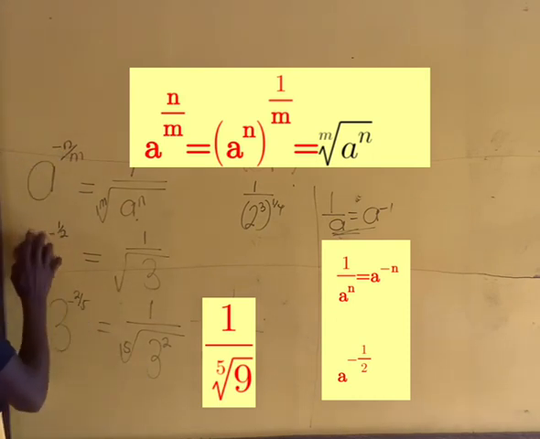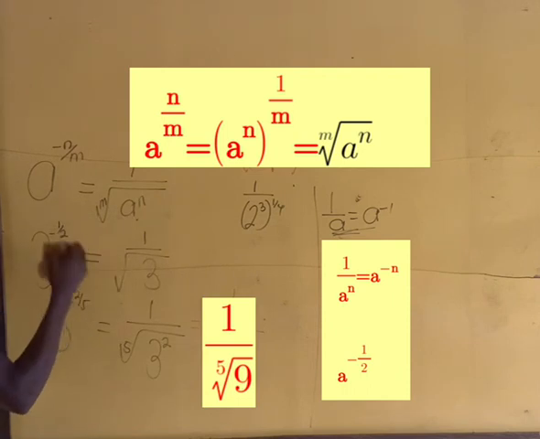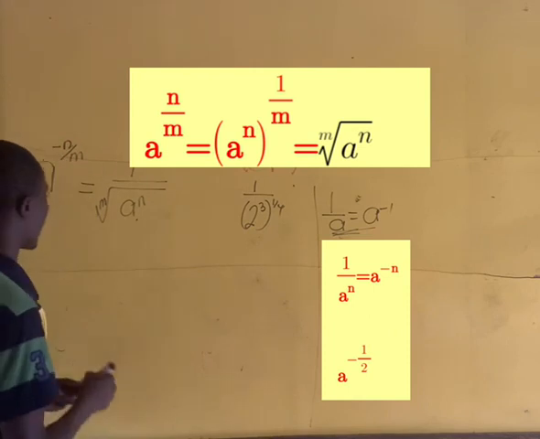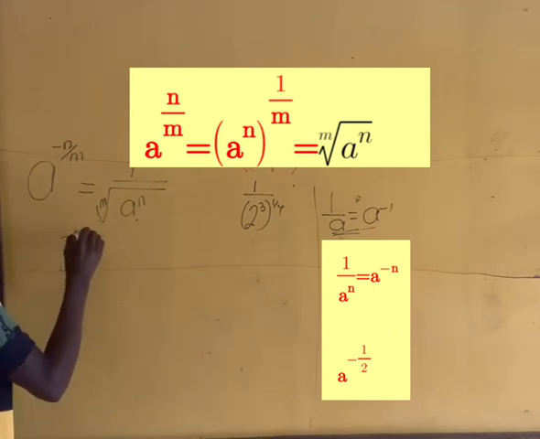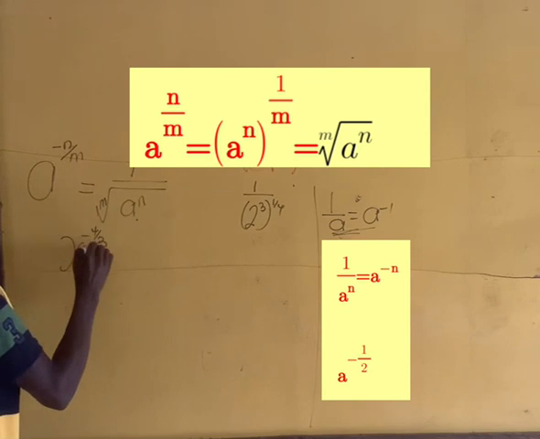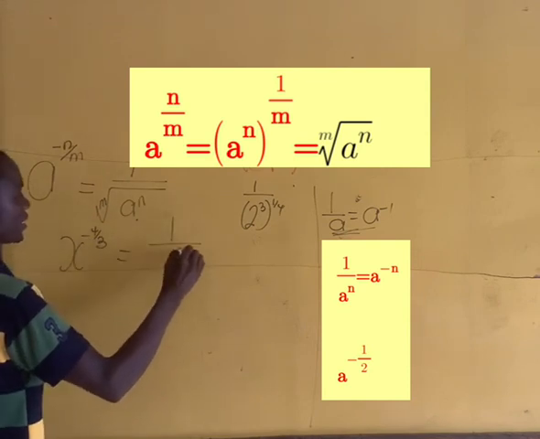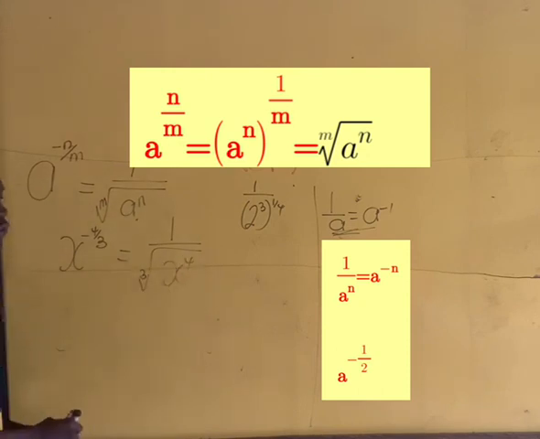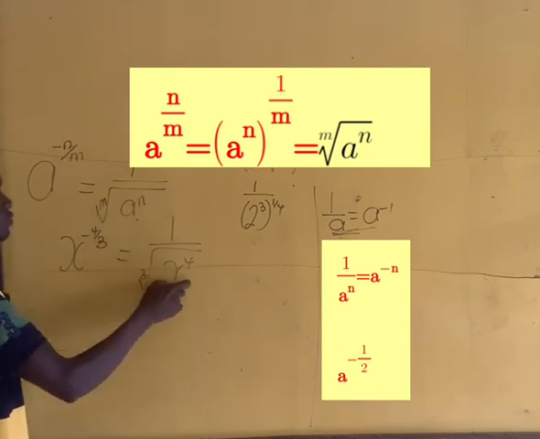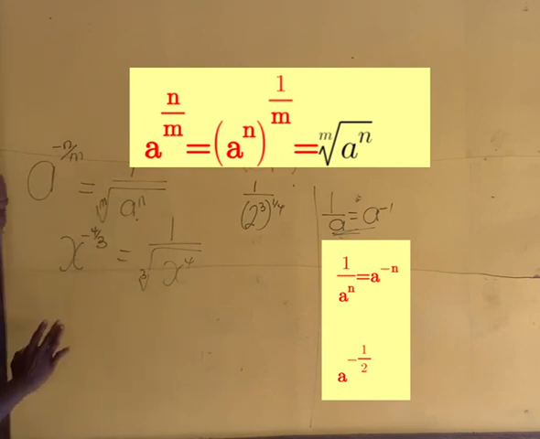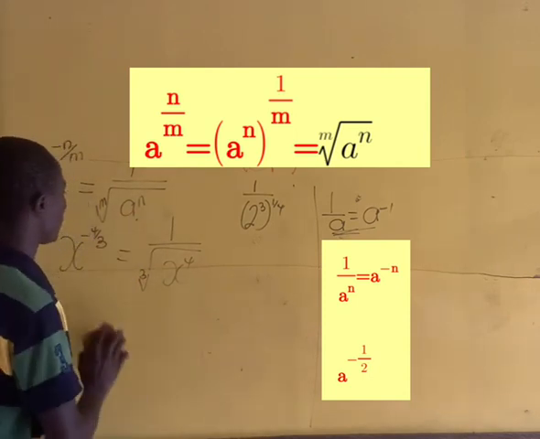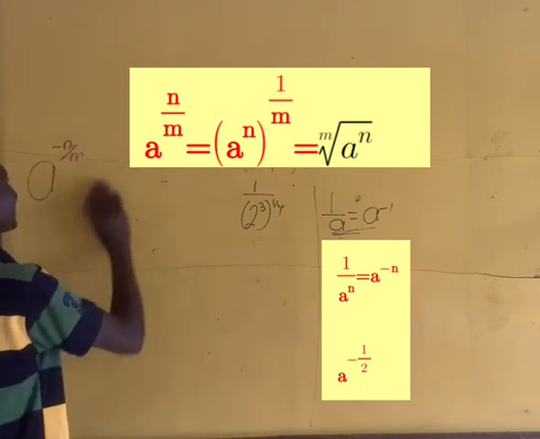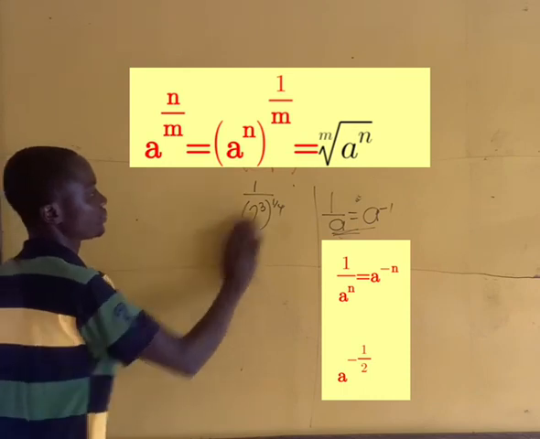Okay, let me do one variable. Let's say that I have x power minus 4 out of 3. So this will give me 1 divided by the cube root of x power 4. So if I have 1 divided by the cube root of x power 4, I can change it to this place in a very simple way. Now, I hope you've done a lot with the radicals, right? So let us turn to division and see.